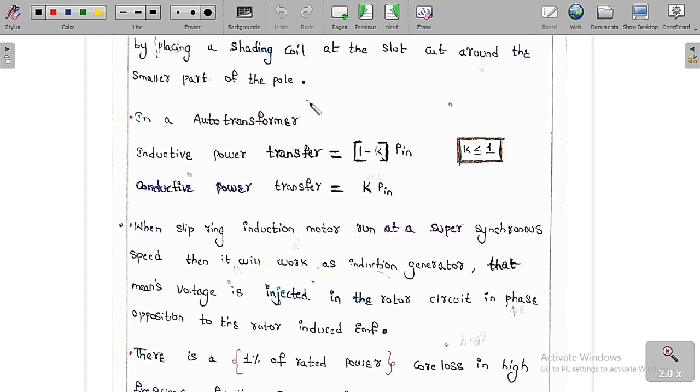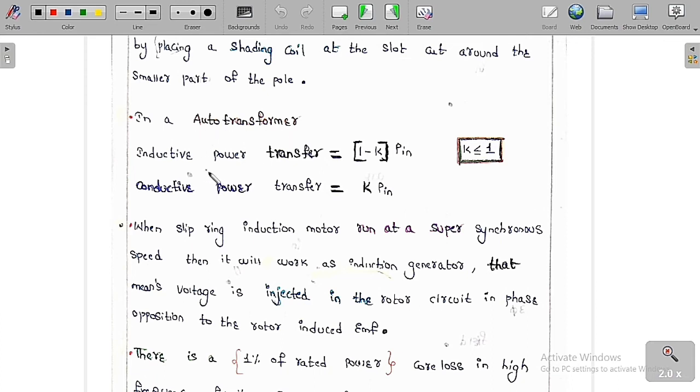Because as there is a shading coil or copper coil, it is going to make things come slower. So whatever the flux in the shading coil is, it is always going to lag the flux in the unshaded part. So in a shaded pole motor, the phase splitting is achieved by placing a shading coil in the slot cut around the smaller part of the pole. These things I have already told you.